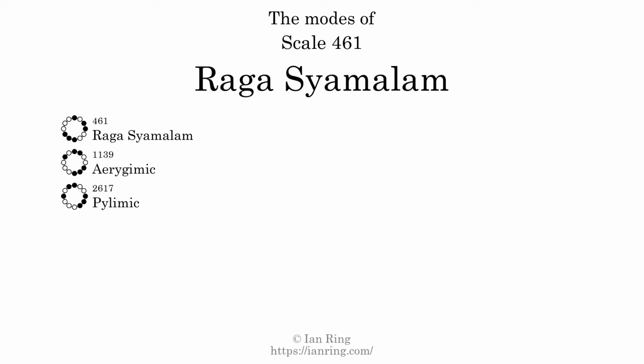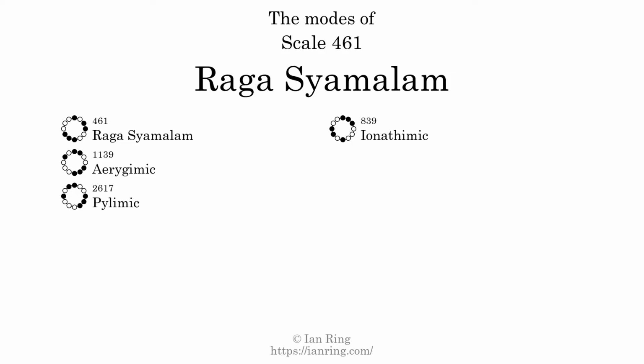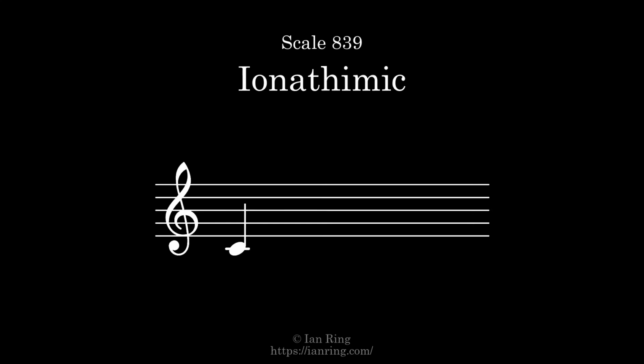The third mode is scale 2617, also known as pylymic. It sounds like this. The fourth mode is scale 839, also known as anathymic. It sounds like this.